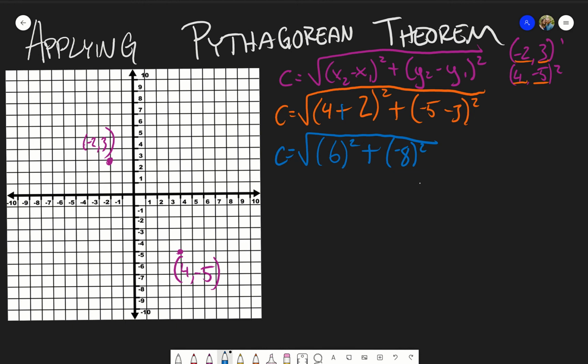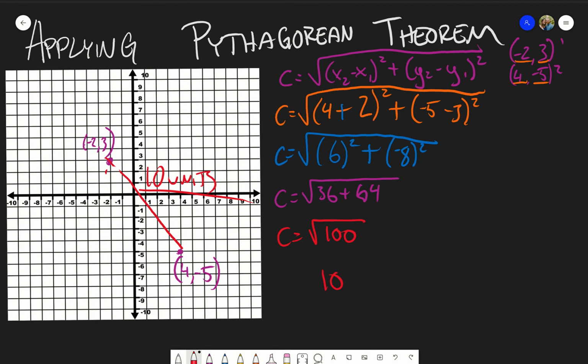6 squared is 36, plus 8 squared is 64. 36 plus 64 is 100. The square root of 100 is 10. The distance between these 2 points is 10 units. Okay? I didn't have to draw out any of my triangle because once I have my formula, I don't need all this information. I don't need to worry about that.